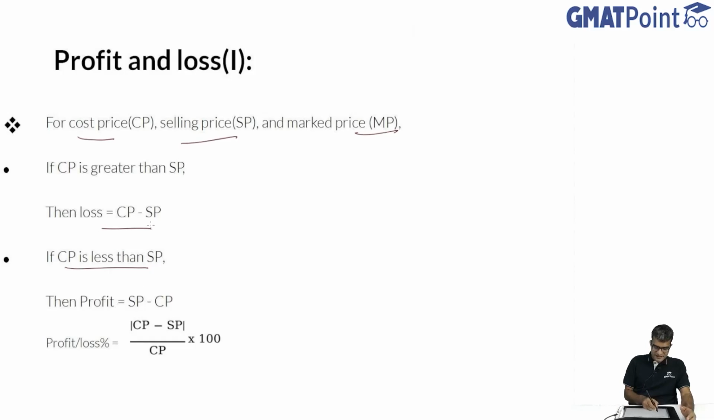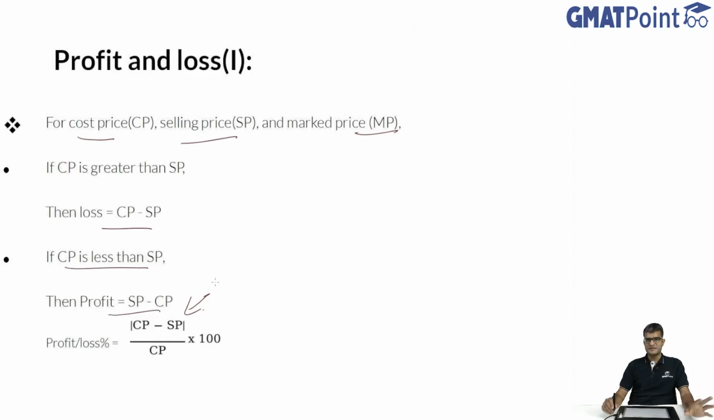So in this case, the value of loss is defined as cost price minus selling price. Similarly, the value of profit is defined as selling price minus cost price. And the profit percentage as well as the loss percentage is given by the same formula, which is the difference between cost price and selling price divided by the cost price into 100.